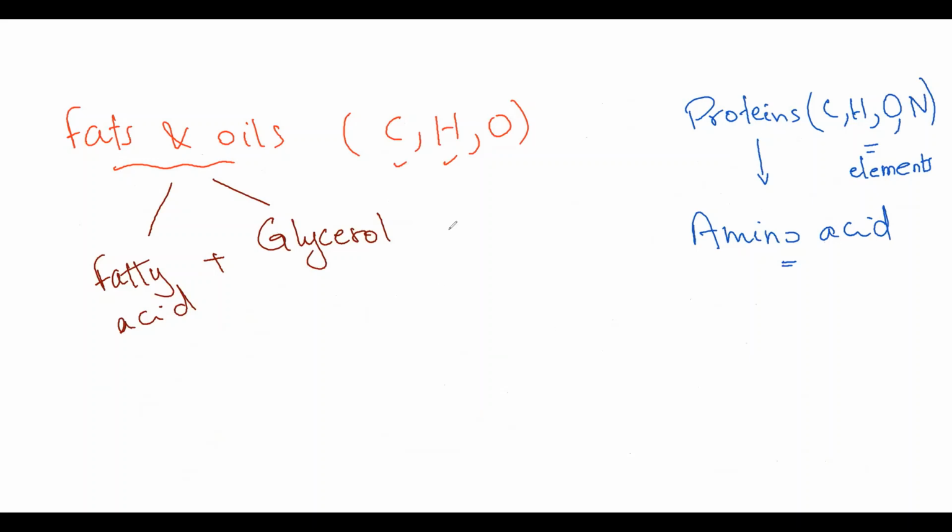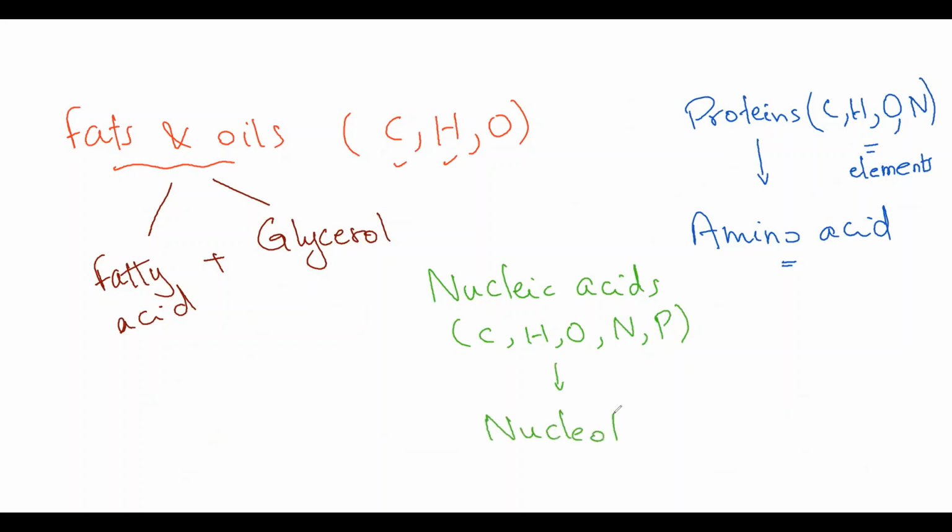So what about the nucleic acids, or the DNA and the RNA? They are formed of carbon, hydrogen, oxygen, nitrogen, and phosphorus, and their basic units are called nucleotides. When I reach revising the nucleic acids, I'm going to say what the nucleotides are.